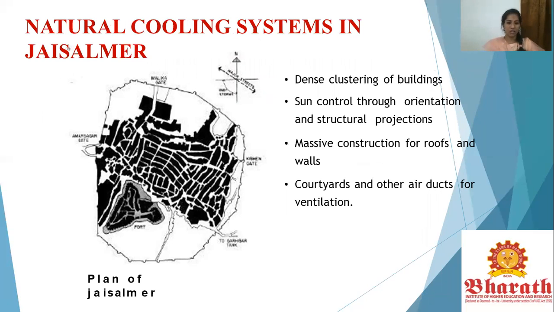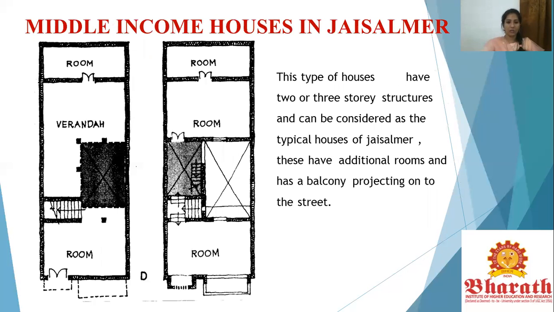Let's look at one rough example of how, in planning, people have tried to create natural cooling systems. One example is Jaisalmer. They tried to solve this issue with dense clustering of buildings. Being tightly packed, there is no place for the hot air to come in, so it is self-blocking. The elements they added include sun control through orientation and structural projections, massive construction for roofs and walls, and courtyards and other air ducts for ventilation.